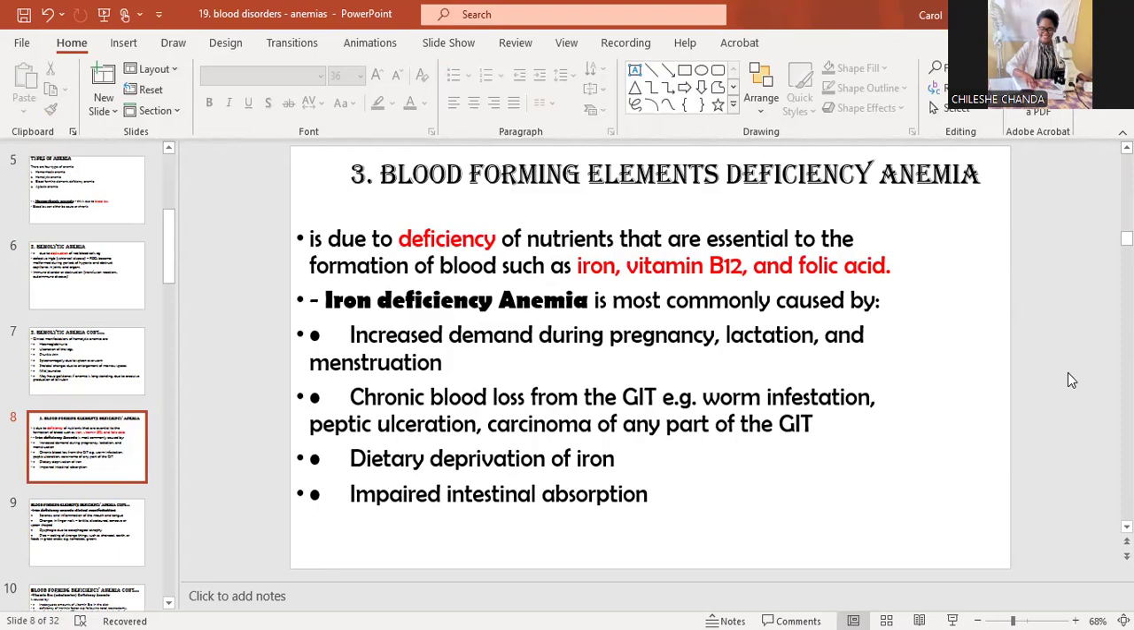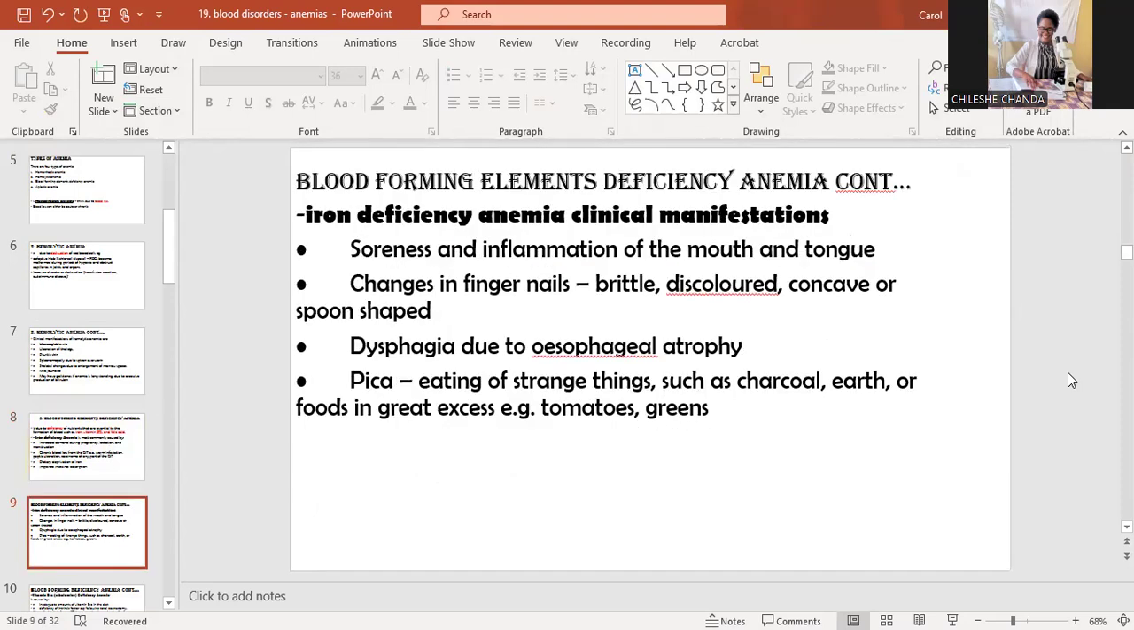Intrinsic factor has a sole function of going to the small intestines and mediating the absorption of vitamin B12. Once these cells have been destroyed, maybe due to surgery or carcinoma or anything, it means that the person will have reduced numbers of cells that produce intrinsic factor, which means this human being will be unable to absorb vitamin B12, and therefore will have blood forming elements deficiency anemia. So those are some of the causes of blood forming elements deficiency anemia.